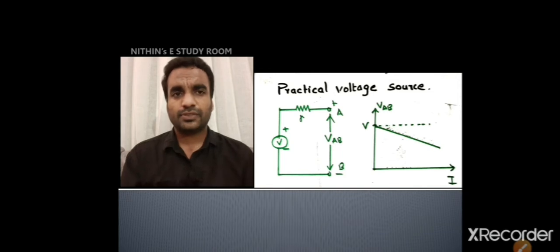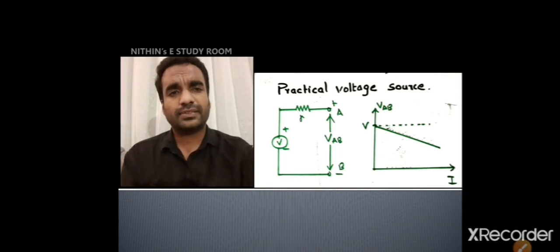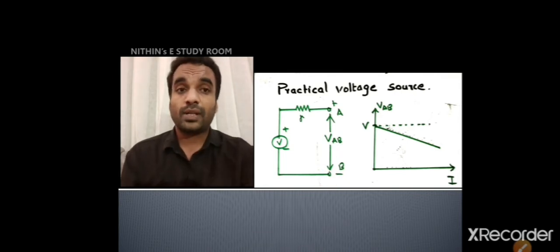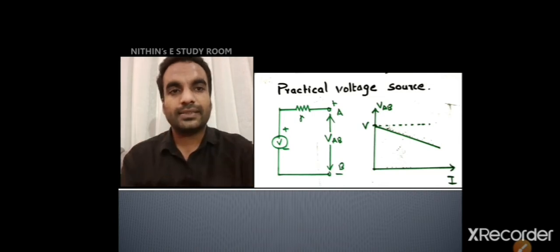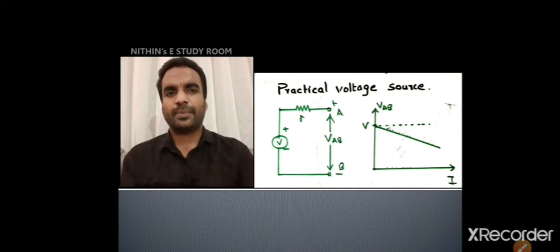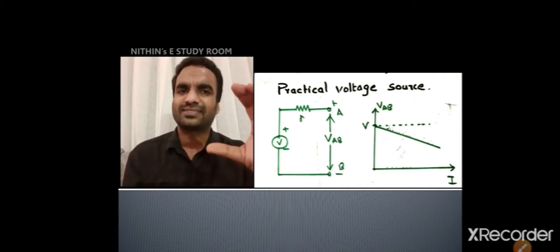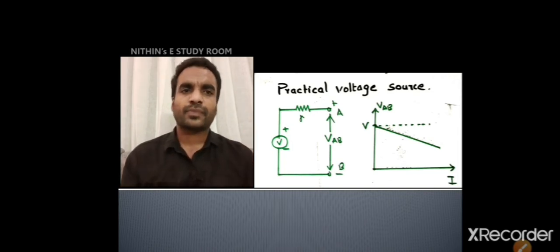So if this is a battery, this is the battery's plus terminal, and this one is the battery's minus terminal. All the other things are lying inside the battery. Don't get confused that this is the battery and this resistance is connected outside of it. It is not like that. Everything is inside the battery, and what we can see outside the battery is just terminals A and B.